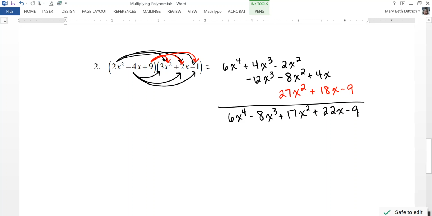And that's my answer. So in this video we saw how to multiply two or more polynomials by using the distributive property. If it's a monomial times a polynomial, just simply distribute. If it's two binomials, or a binomial and a trinomial, or two trinomials, use the distributive property and make sure that each term of the first polynomial is multiplied by each term of the second polynomial.